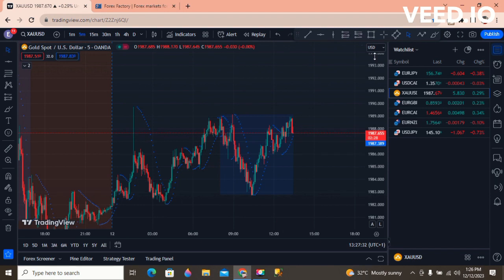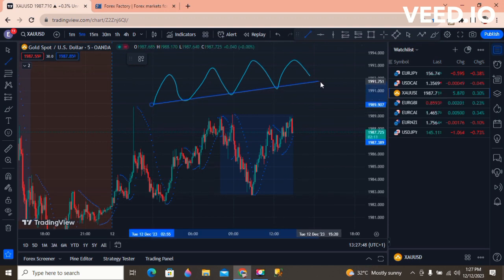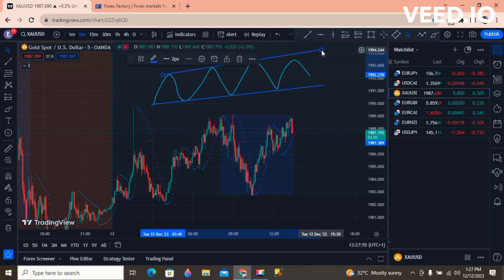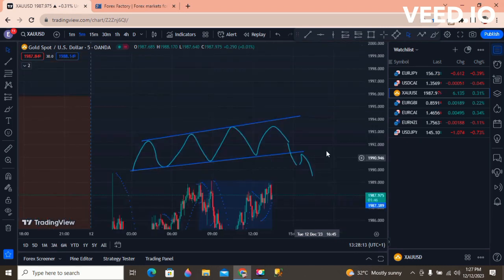The first rule is I want to see a channel like this. Then once I get a channel like this, I draw it like this, draw a trend line just as this. I also draw another trend line at the top like this. Then what I will be looking for next is for the market either to come down and close below this trend line. Then I will take my sell trade. Likewise, I want to see the market come up and close above my trend line. Then I will take my buy trade.